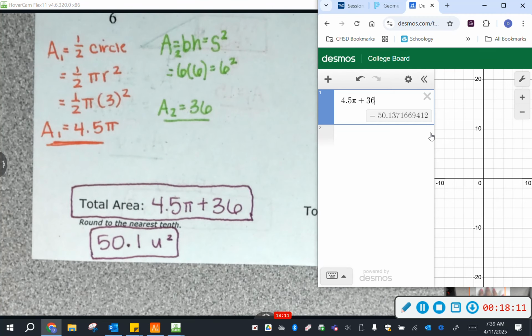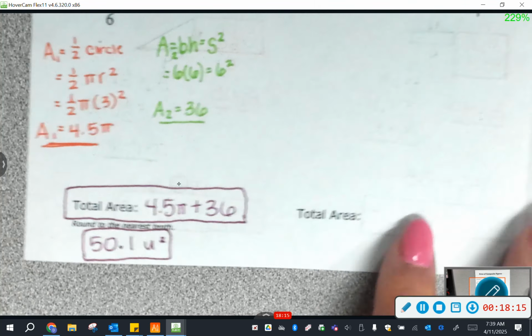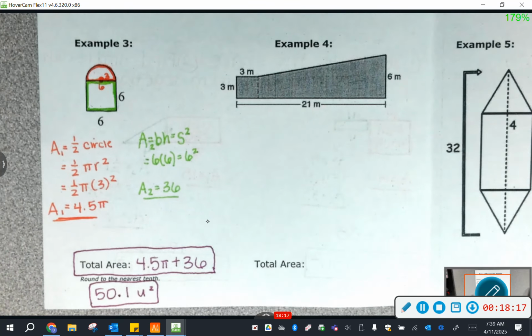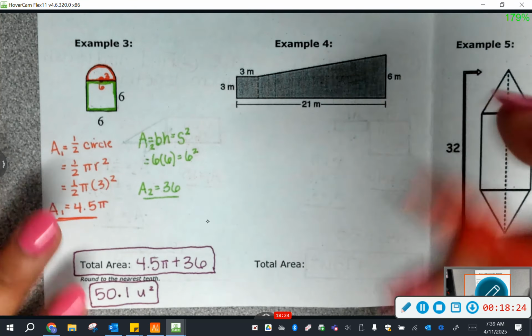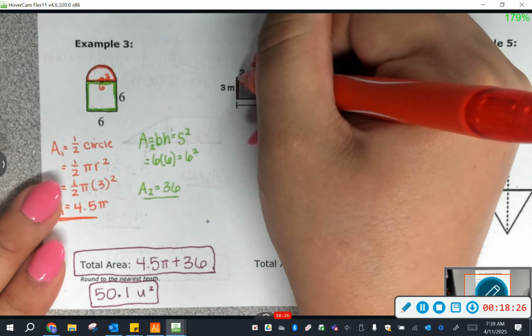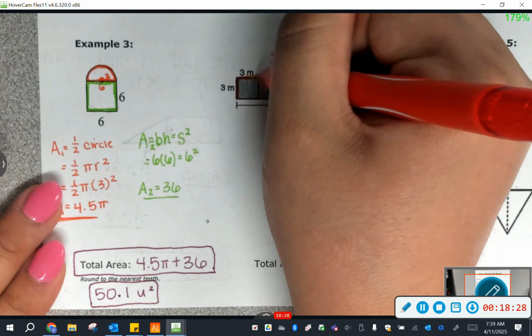Don't add them together first. Are we okay with that? Yeah. All right, next one. What shape do we see? Square. We see a little bitty square, right? Does everybody see this? So we'll talk about that.